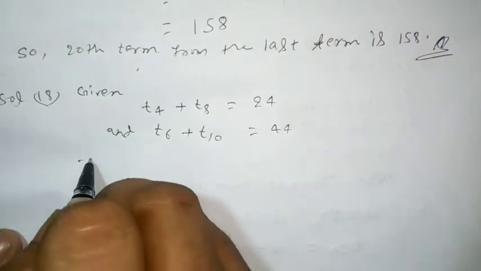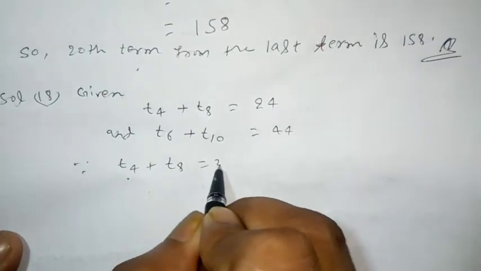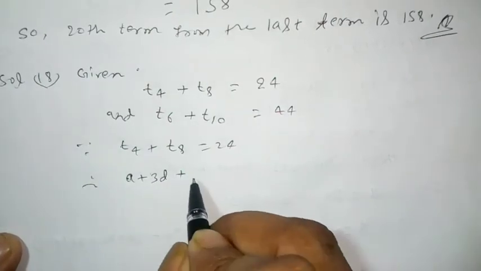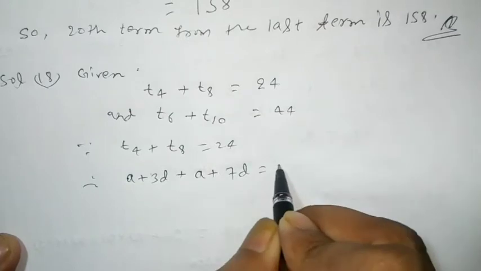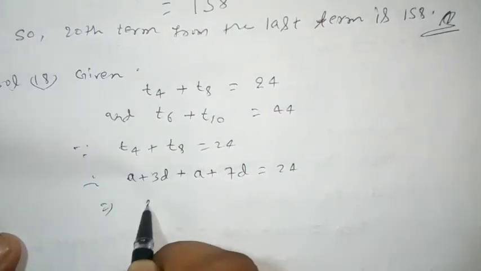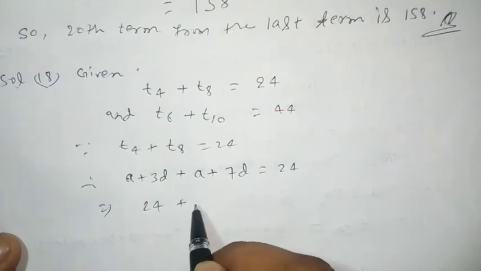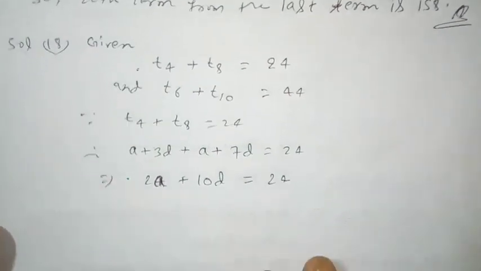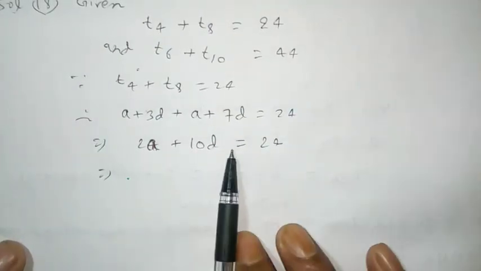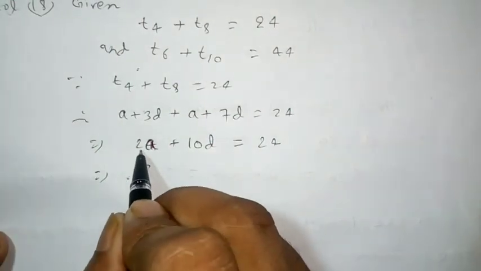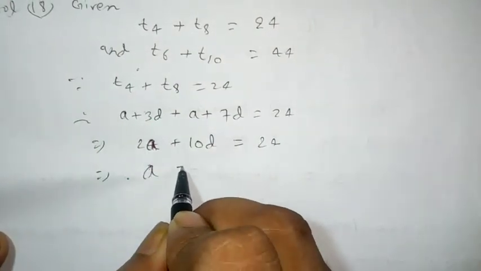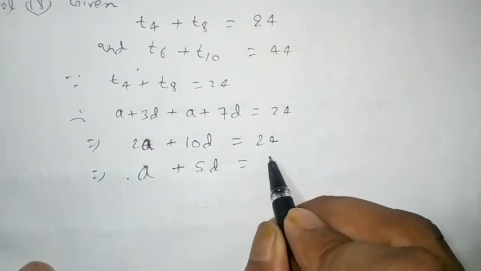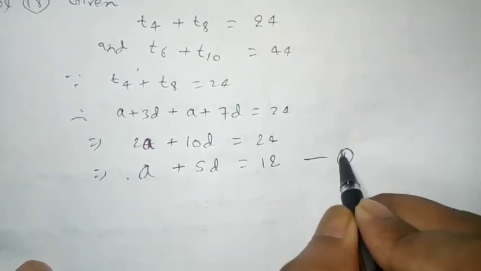Now, because T4 plus T8 is equal to 24, therefore A plus 3D plus A plus 7D is equal to 24. This implies 2A plus 10D is equal to 24. Now we divide all the terms by 2, then we get A plus 5D is equal to 12. Equation 1.